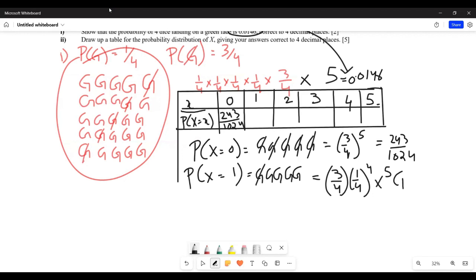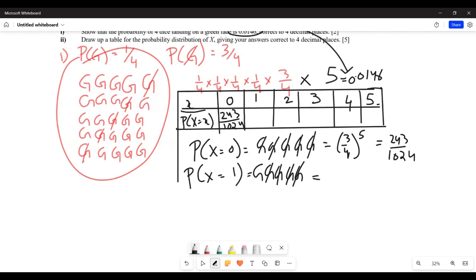Okay, the one was non-green and 4 were green, and we got this result. Let me check the answer. I'm sorry, I made a mistake. When it says x equals 0, that means there's no green outcome. But when it says x equals 1, that means there's one green outcome. So I did the wrong case here, I did the 4 green case. Let me just quickly fix that. There is just one green outcome, so it's going to be green, and the rest of them would be non-green.